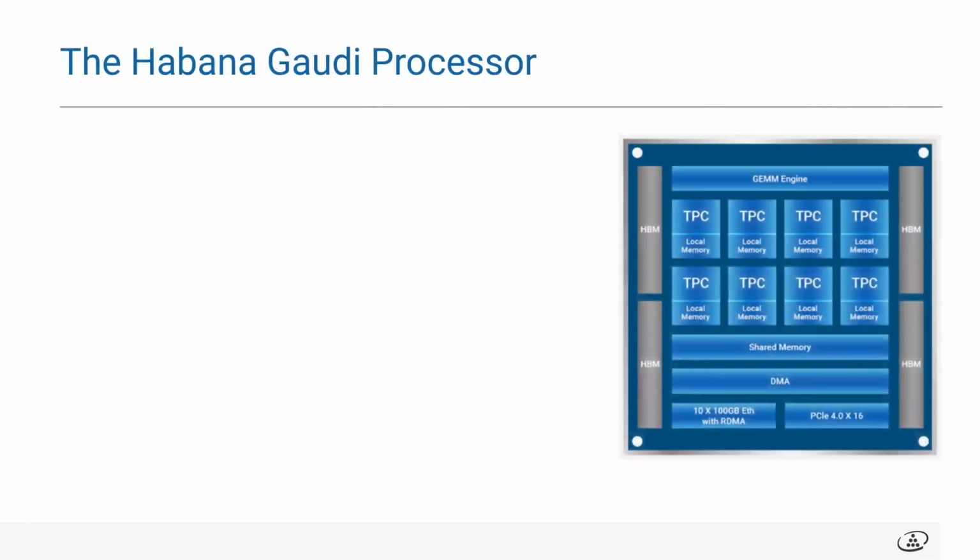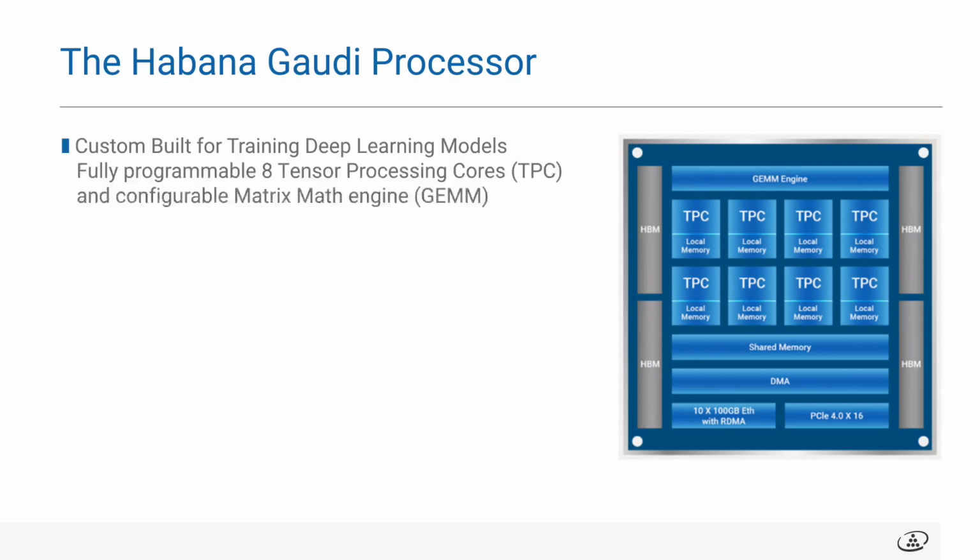To start off, as many of you know, the Gaudi platform architecture has been designed from the ground up for deep learning training workloads in data centers. It comprises a cluster of fully programmable tensor processing cores, also known as TPCs, a configurable matrix math engine, GEMM, along with its associated development tools, libraries, and compiler. Gaudi also includes 4 integrated HBMs in a single chip mezzanine package, our HL-205.